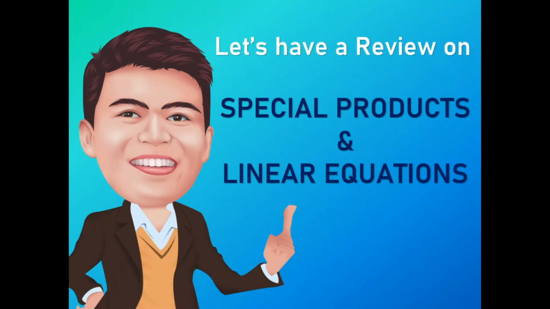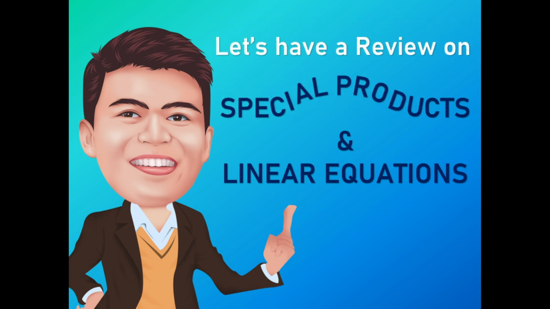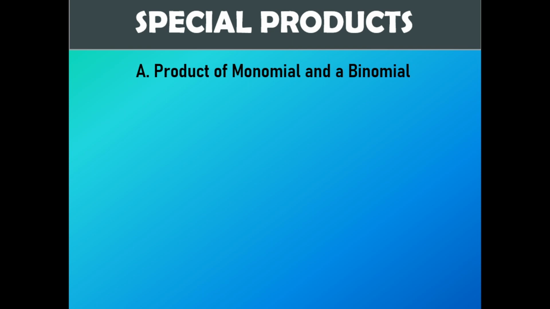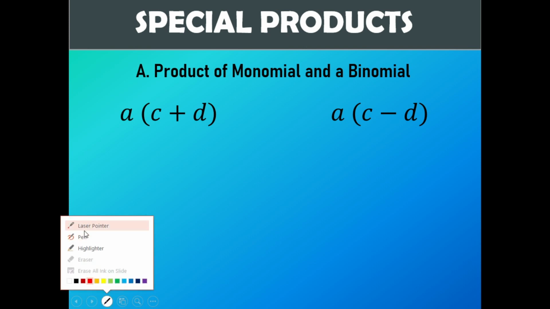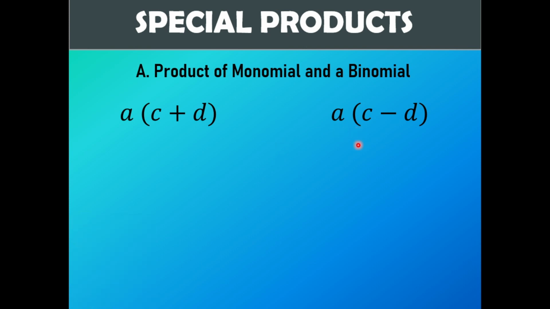So let's have a review on the special products and linear equations. Special products, letter A. Product of a monomial and a binomial. I prepared two examples here. A times quantity C plus D, and A times quantity C minus D.